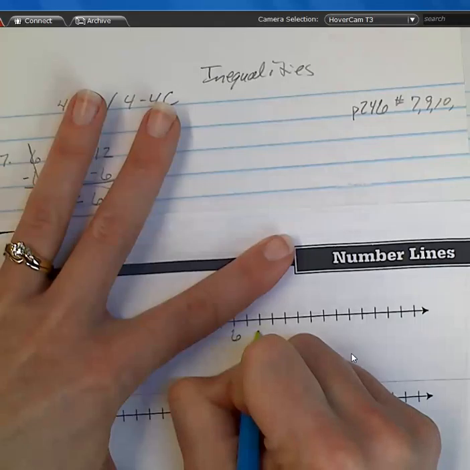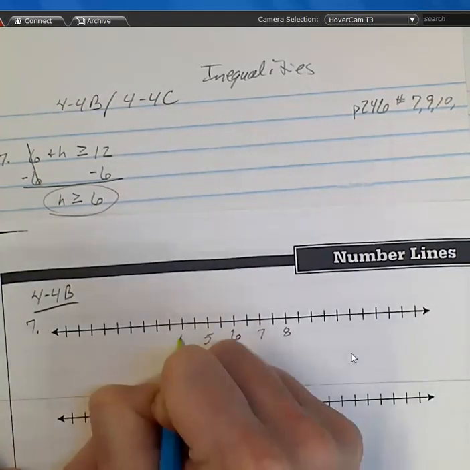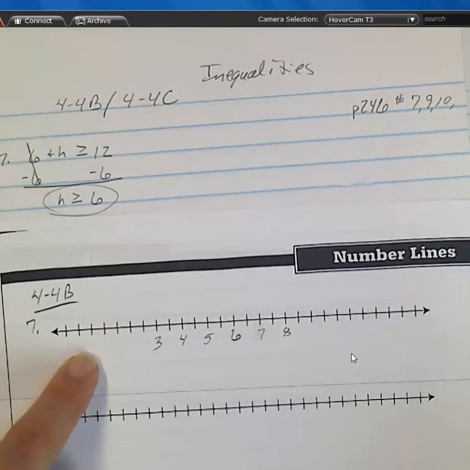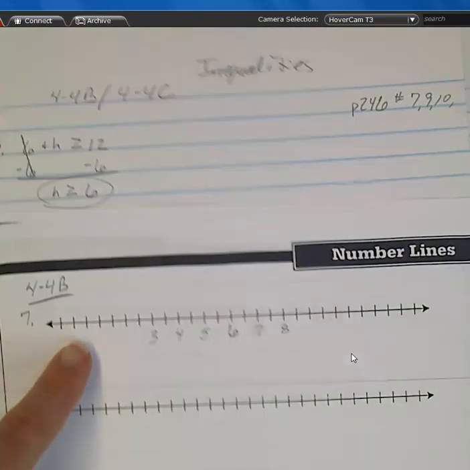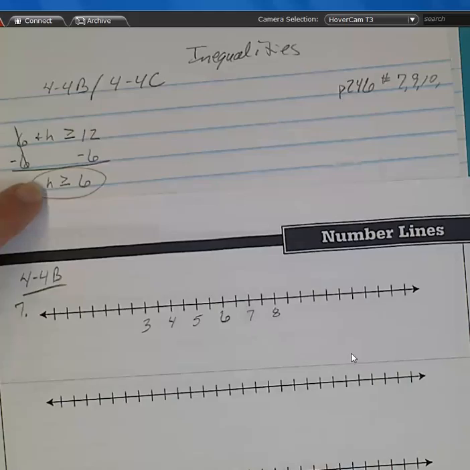Remember, the numbers to the left are less. I don't even care if you number it the whole way. I generally wouldn't. You need 2 numbers on one side and 2 numbers on the other. It's close enough. Okay? Because I want you to look at the part of the graph that we care about, which is where the 6 is.